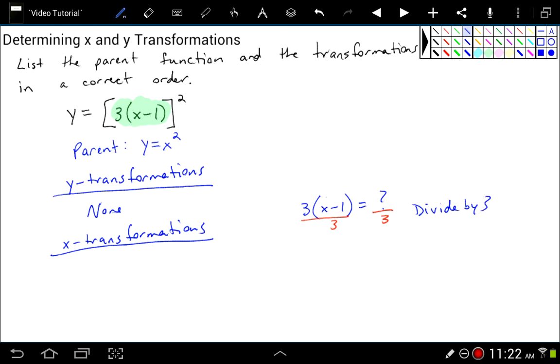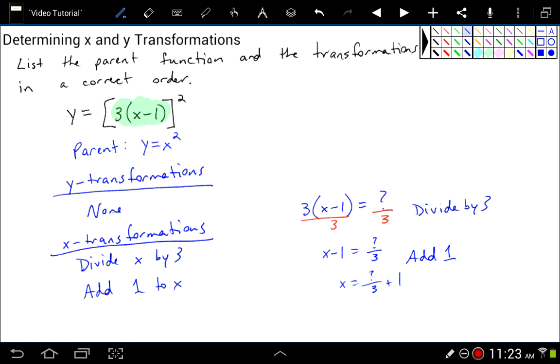Now I'm not distributing my 3 because I wouldn't do that to solve. I'm trying just to get x by itself. So I divide by 3, and then I'd have x minus 1 equals this thing, who cares what it is. And then to finish getting x by itself, I would add 1 to both sides. So I would add 1, and those are my x transformations. So I would divide x by 3, and I would add 1 to x. And there we go. We have the parent function and the x and y transformations for this transformed function.